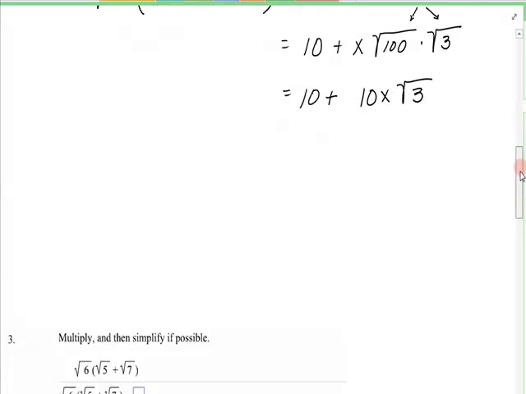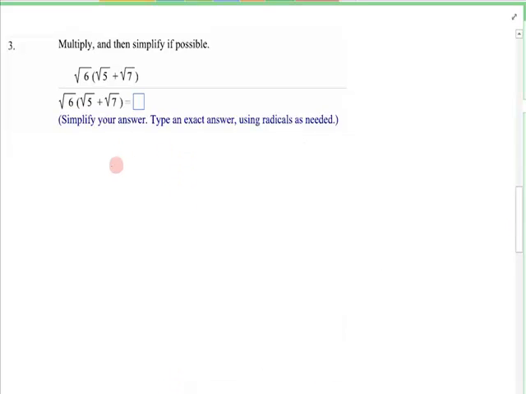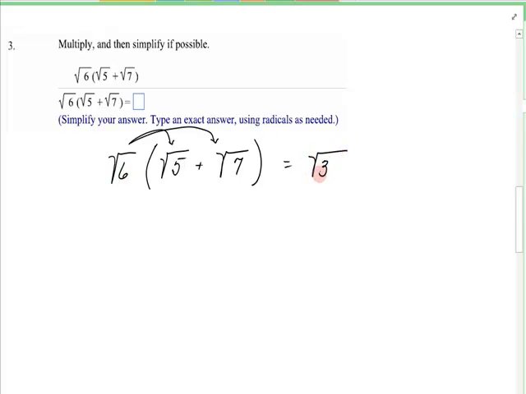Let's see what we'll do next. All right, I have the square root of 6 times the quantity square root of 5 plus the square root of 7. This is distributive property. So I have the square root of 6 times the square root of 5, which is the square root of 30, plus the square root of 6 times the square root of 7 is the square root of 42.